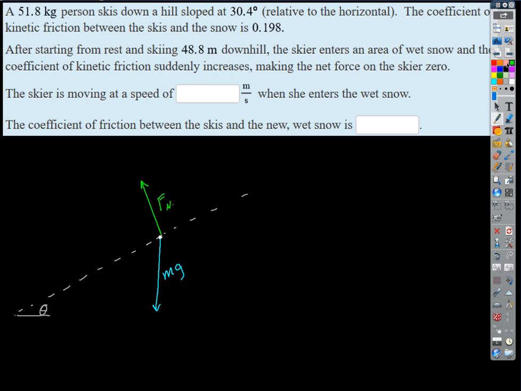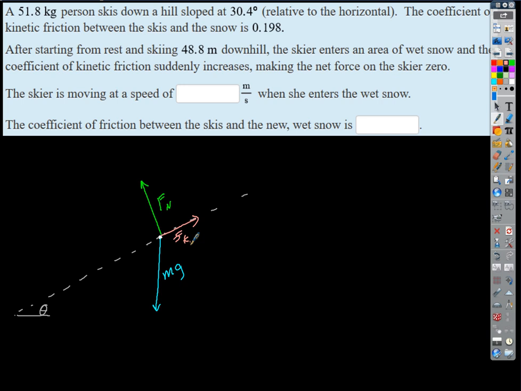Friction. That's it, right? In which direction is friction going to act? Up the hill, because he's sliding down the hill, right? So friction is going to be acting in that direction. So there's my kinetic frictional force. Those are the only three forces acting. Now what do I want to do to that free body diagram?